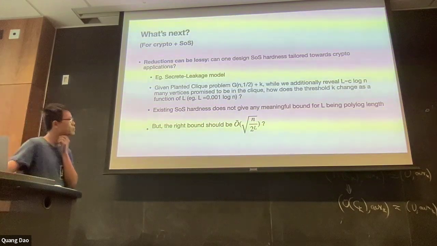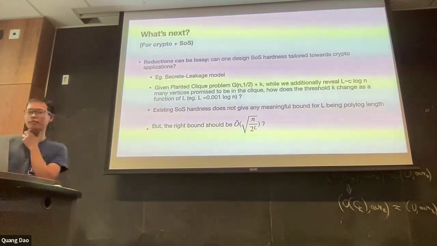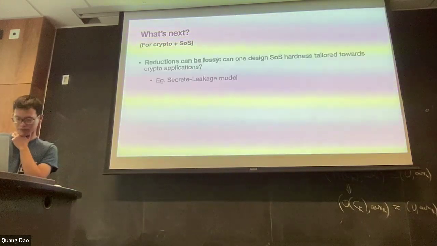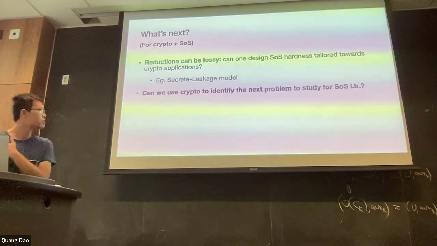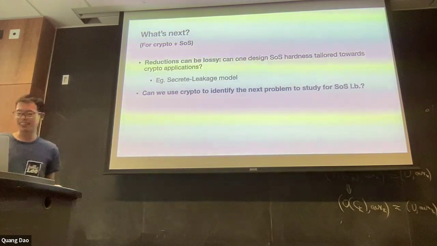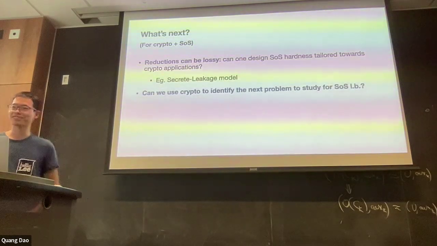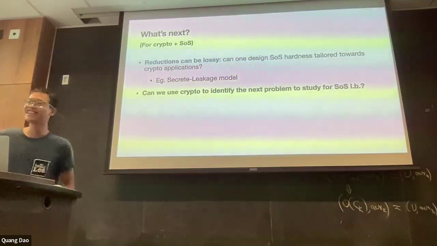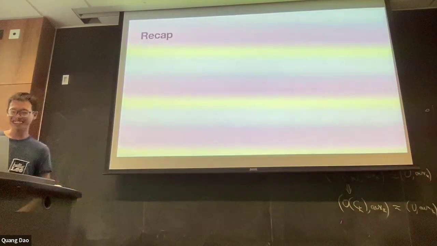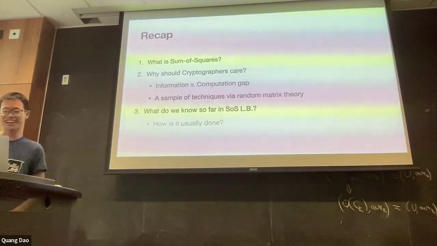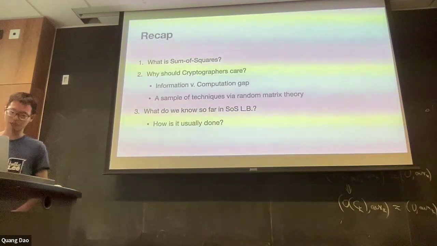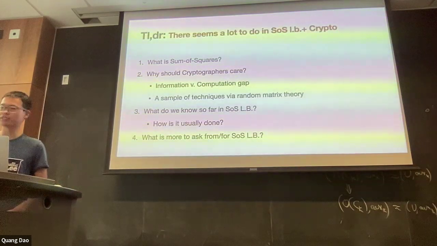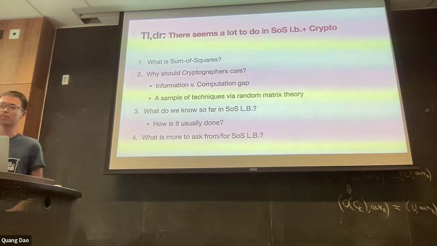And yeah, I think the same goes for low degree polynomial hardness. The question is whether we can do this there. And more generally, can we use crypto to identify the next problem to study for sum of squares, as we are starting to run out of questions in this area? That's that. I hope I convinced you that sum of squares is an interesting framework to consider, and there seems to be still a lot to do in SOS plus crypto.